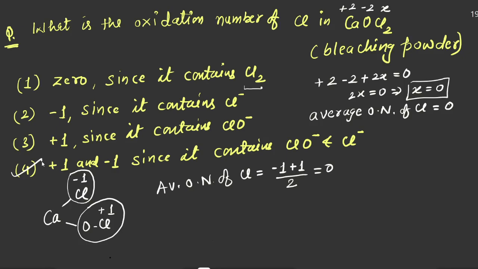So keep in mind, in bleaching powder, average oxidation number of chlorine is 0, but it is not because there is presence of Cl2. It is the average oxidation number, but individually one chlorine has +1 oxidation number and other chlorine has -1. Understood? Okay.